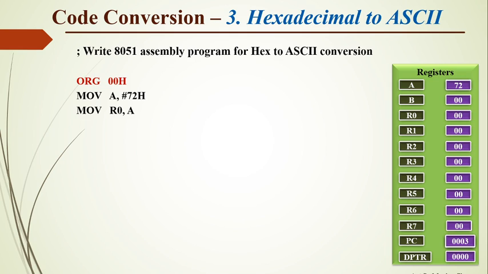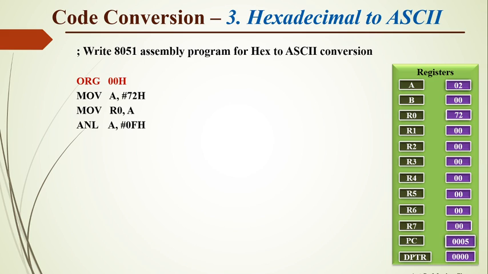Then for the next separation, we are storing this value into register R0, using the instruction MOV R0, A. Actually we are storing the value 72H into R0, so R0 will contain the value 72H. We have to separate these two digits. For that we are using the instruction AND, ANDing the accumulator with 0FH to separate the 2 from 72.